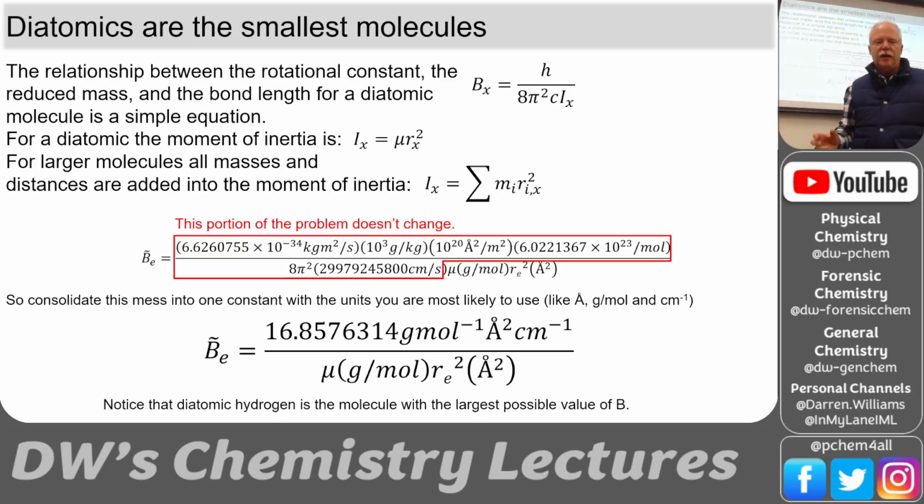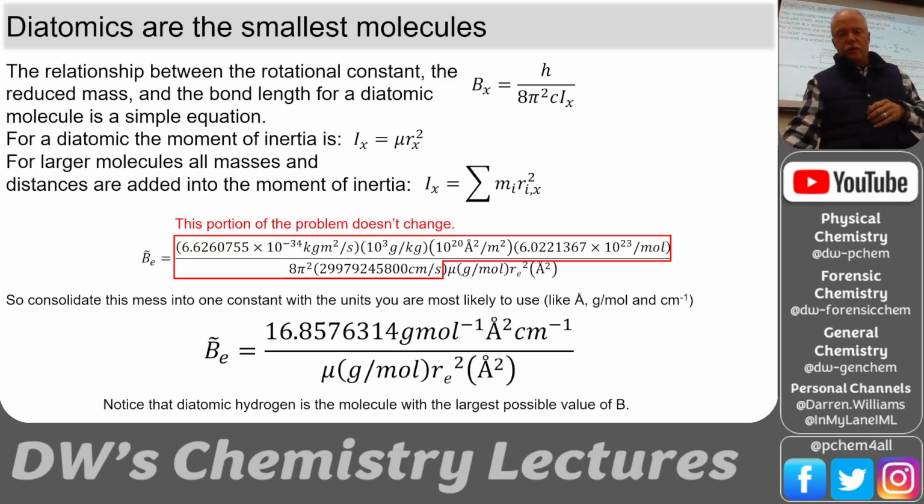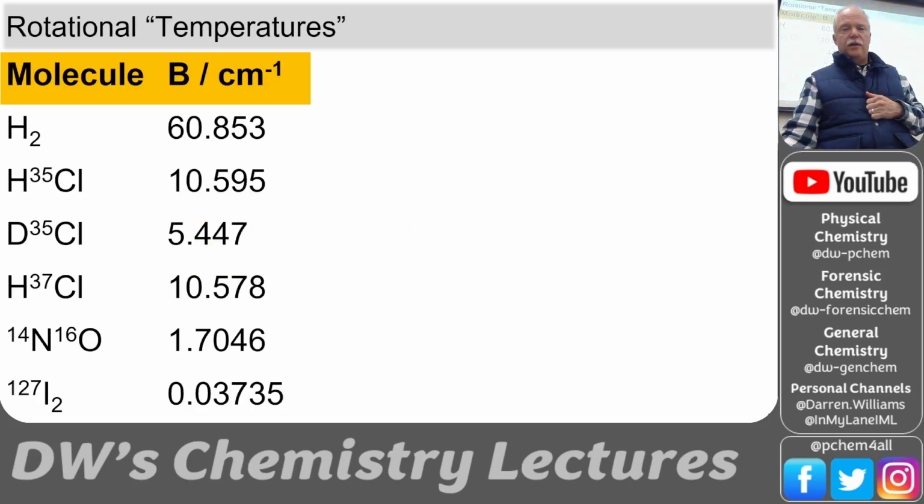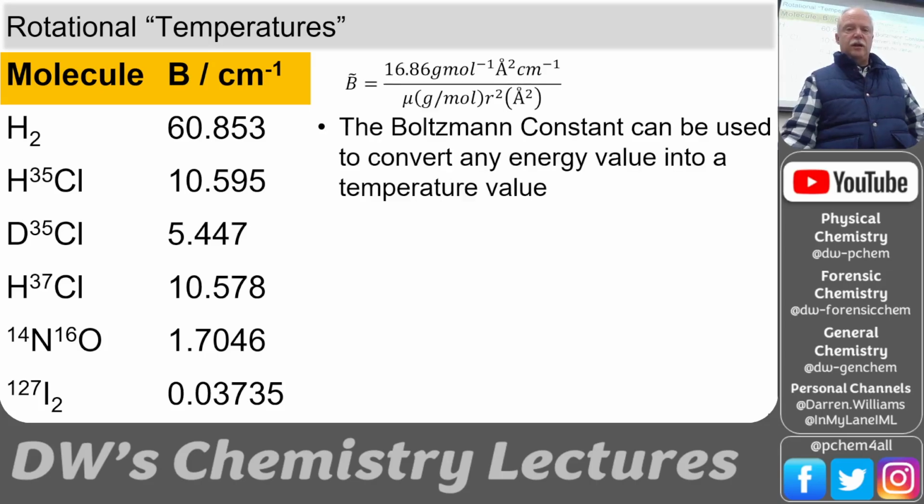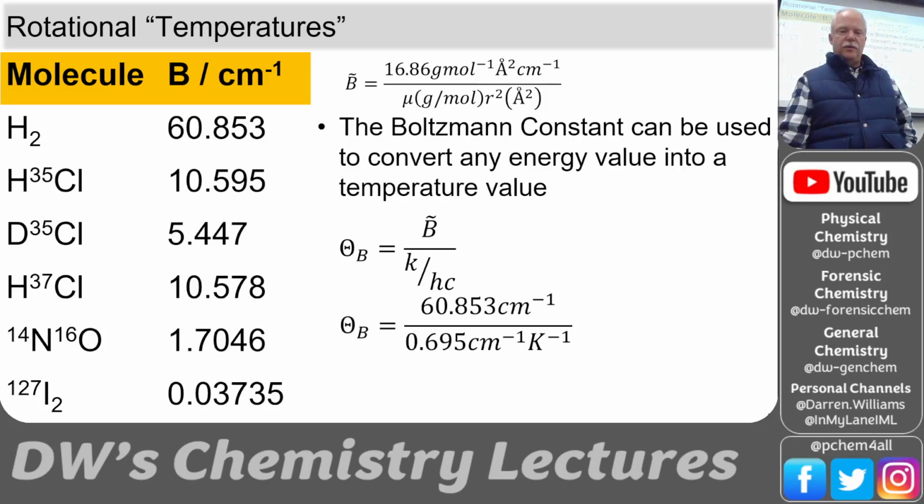And so diatomic hydrogen is the molecule with the largest possible value of B, right? Because hydrogen has a mass of 1, so it's going to have the smallest reduced mass, which means B is the largest. Anything larger than hydrogen is going to have a smaller B, and a really small rotational temperature. So what we're trying to do is figure out what the partition functions would be for all of these. Here's B. The Boltzmann constant can be used to convert any energy value into a temperature value, so we can convert all of these into temperatures.